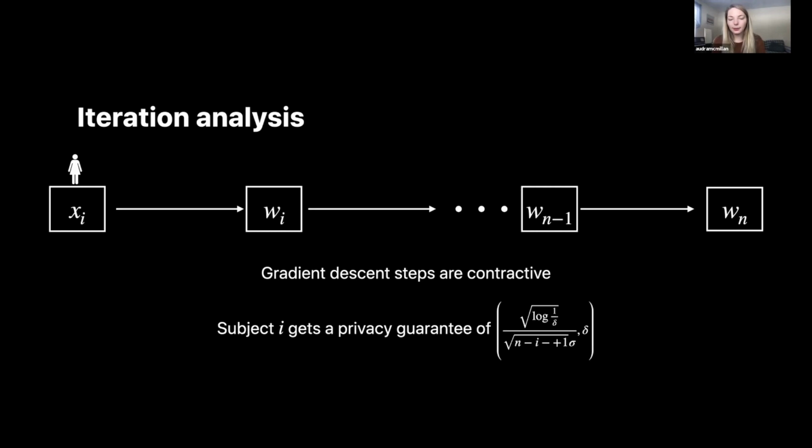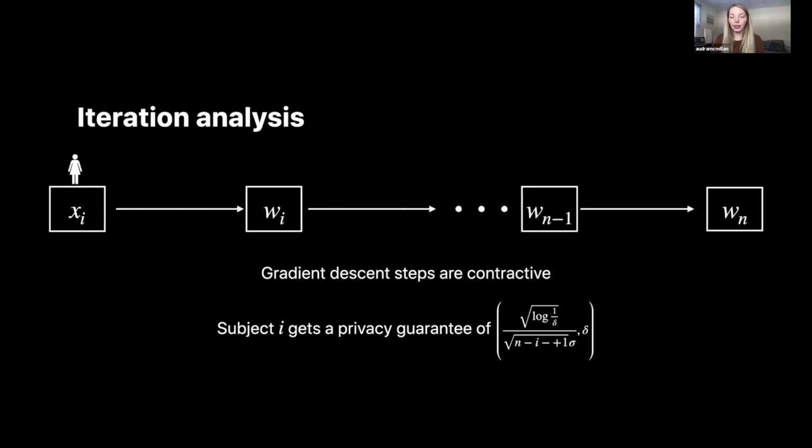So what this means is that if Alice is the ith person for their data to be iterated over, she gets a privacy guarantee of square root log 1 over delta over sigma times the square root of the number of steps that are left. So if she is the first person to go, this is going to be square root n because there are n more steps to go. If she's the last person to go, then she's not going to get any amplification at all. Okay? So this is sort of an individual notion of privacy, which is not at all the notion of privacy that we are generally interested in.